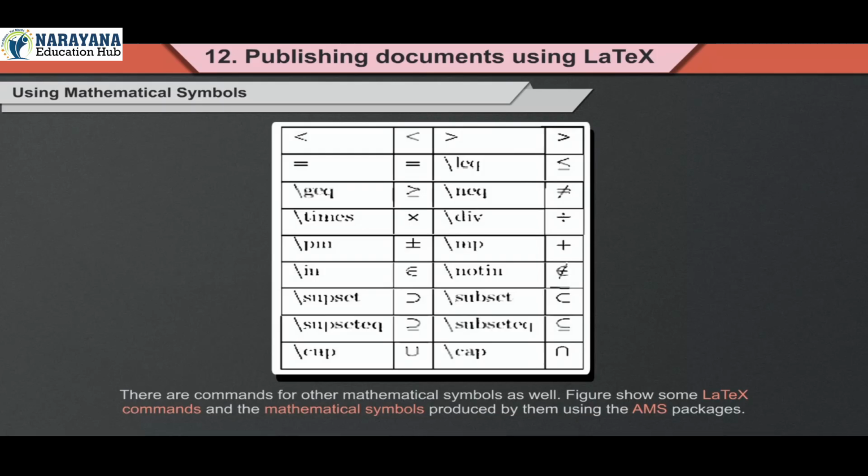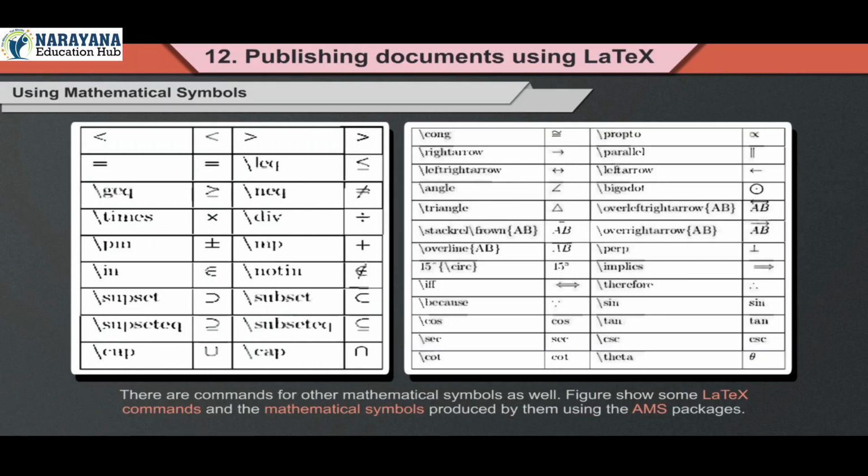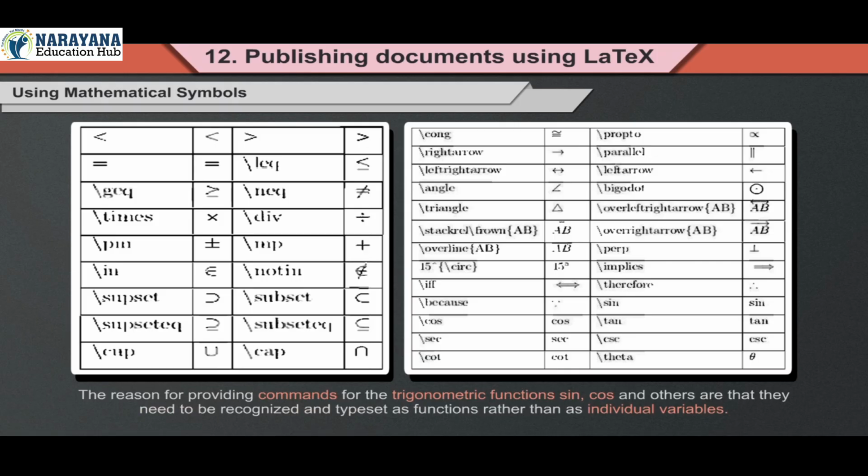There are commands for other mathematical symbols as well. Figure shows some LaTeX commands and the mathematical symbols produced by them using the AMS packages. The reason for providing commands for the trigonometric functions, sine, cos, and others is that they need to be recognized and typeset as functions rather than as individual variables.